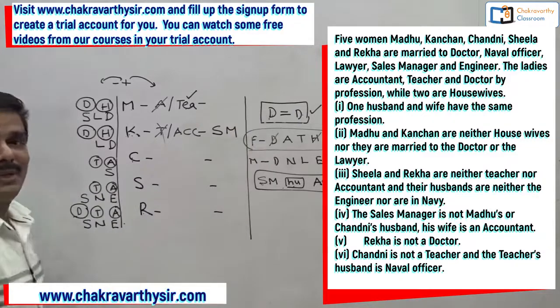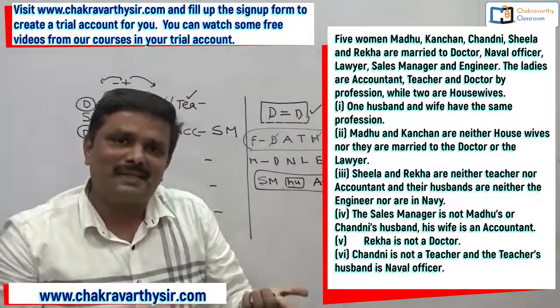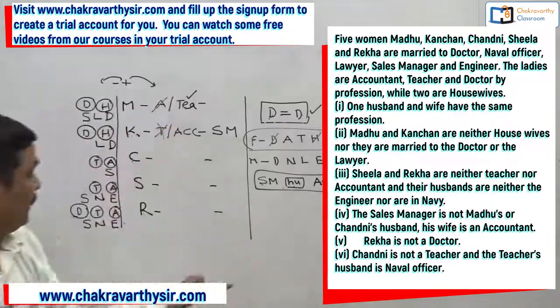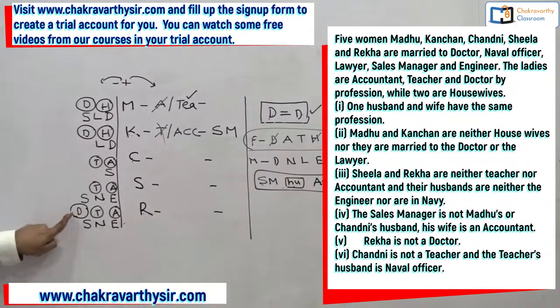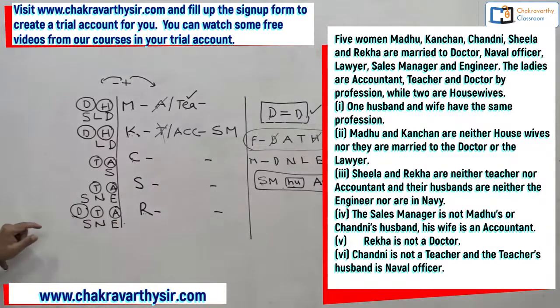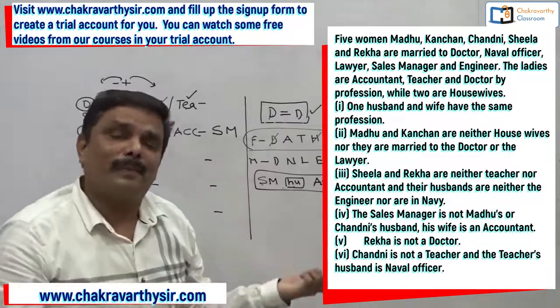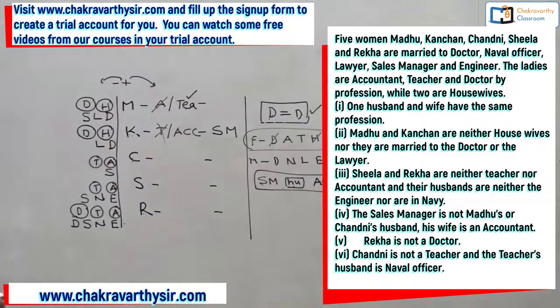According to this information, doctor and a doctor should be wife and husband. Yes or no? Wife and husband should be doctor. And clearly they have given Rekha is not a doctor. When Rekha is not a doctor, Rekha's husband is also not a doctor. Now the puzzle is almost completed. How to go for this one? Now you see Rekha, for her profession, not an accountant, teacher or doctor.